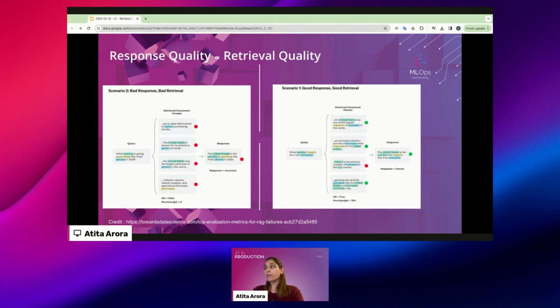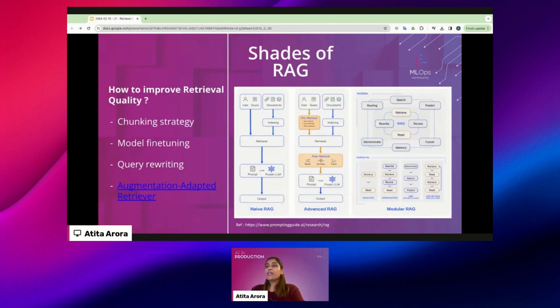And on the other side, if your retrieval is good, you're going to get good responses from the LLM as well. That is obviously not the only way RAG could be implemented. There are, again, several resources available in which we talk about different formats, different shades of RAG, like naive RAG, advanced RAG, and modular RAG.